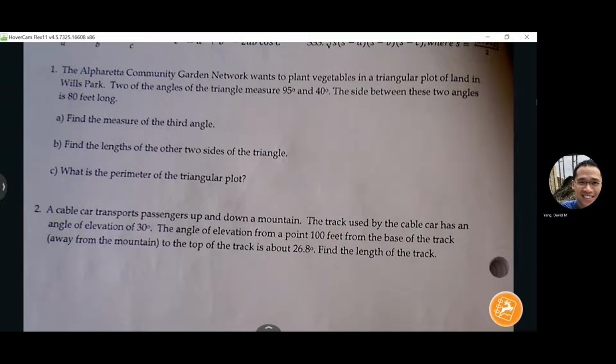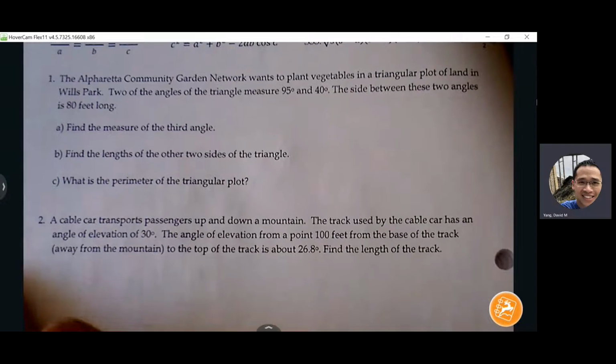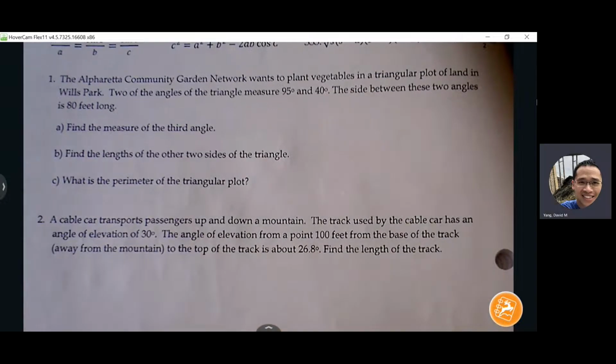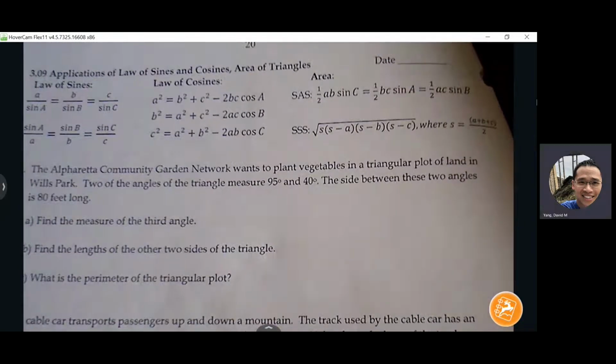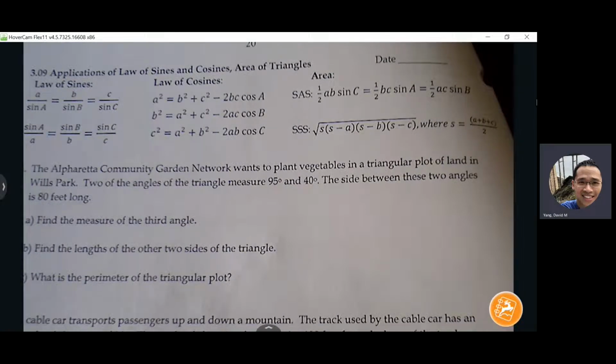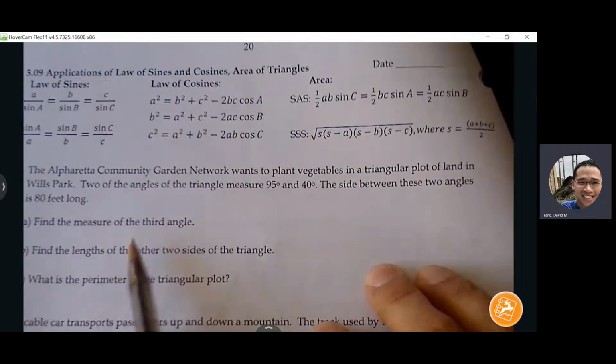Okay. All right, so let's look at number one. Okay, so Alpharetta Community Garden Network, so we're on page 20, wants to plant a vegetable in a triangular plot, so you know it's a triangle here. Two of the angles measure 95 and 40 degrees. The side between the two angles is 80 feet long. Find the measure of the third angle.